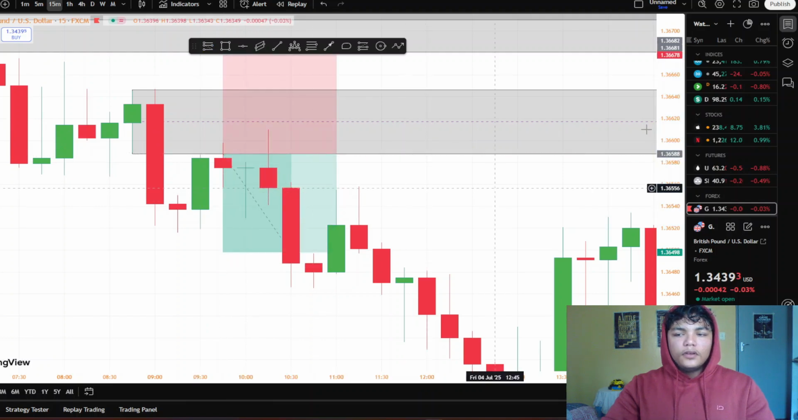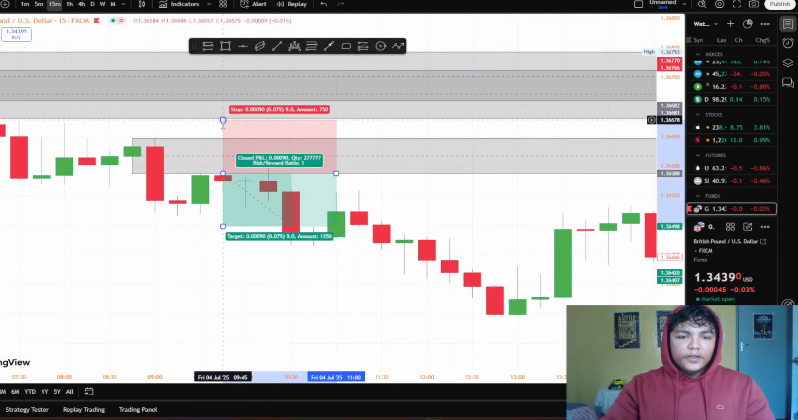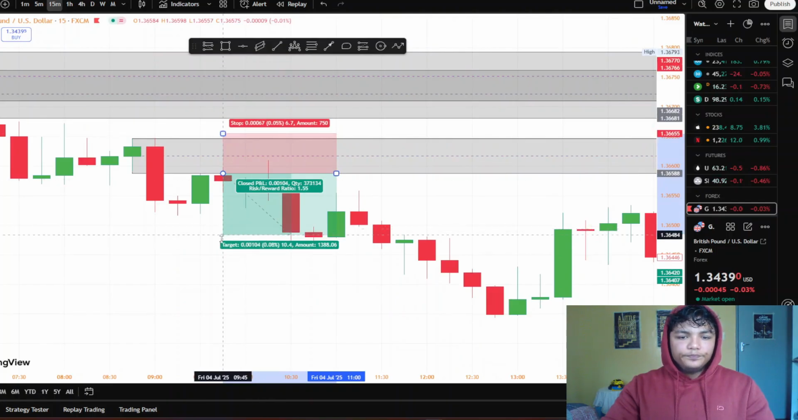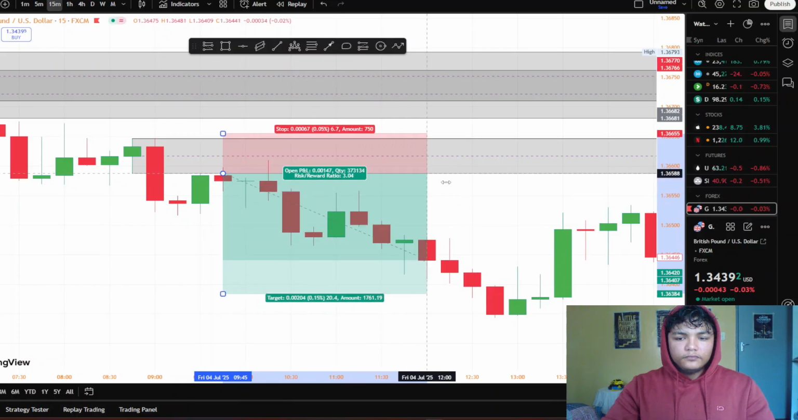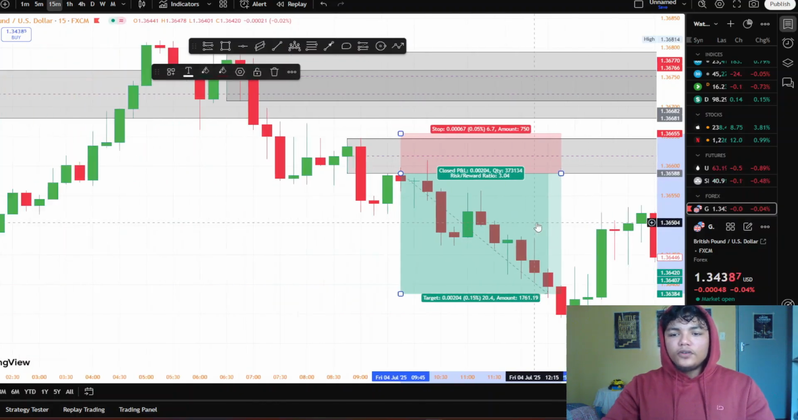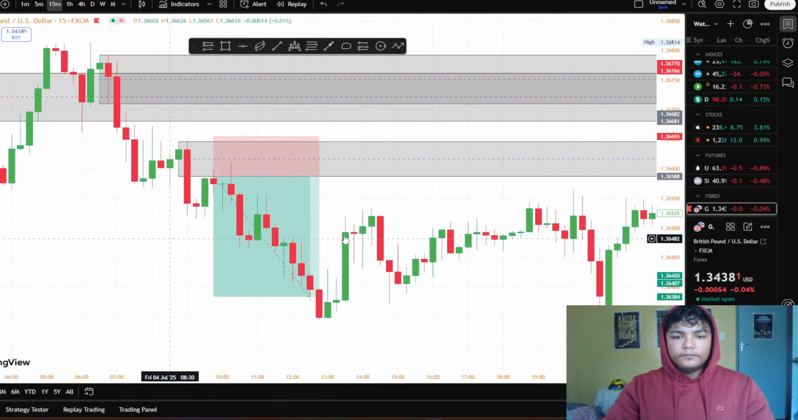Oof. You target the 1 to 3 risk to reward ratio. And as you can see, take profit got hit. Okay.